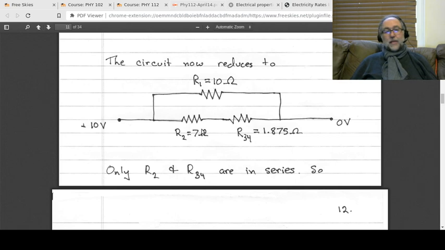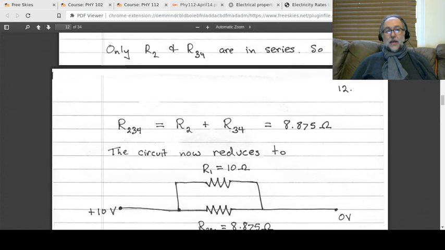And you take a look at this, and once again, R2 is not purely in parallel with R1. Neither is R34 in parallel with it. If you draw a circle, it would just be between R2 and R34. R2 and R34. Those two together are purely in series. Okay? So only R2 and R34 are in series. And so what do they do in series?